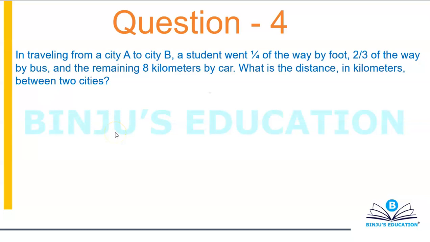In traveling from city A to city B, a student went 1/4 of the way by foot, 2/3 of the way by bus, and the remaining 8 kilometers by car. What is the distance in kilometers between the two cities? So this, I think, fourth question is exactly along the lines of the third one. So I hope you have given this one a try. Anyways, let's give this one a try. So I can say that the total distance between the two cities will be equal to x kilometers.